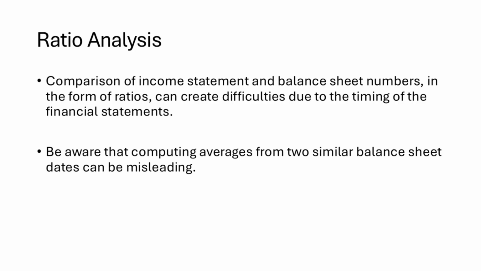Be aware that computing averages from two similar balance sheet dates can be misleading. It is possible that a representative average cannot be computed from externally published statements. A ratio will usually represent a fairly accurate trend, even when the ratio is distorted. If the ratio is distorted, then it does not represent a good absolute number. Applying the U.S. techniques of ratio analysis to statements prepared in other countries can be misleading. The ratio analysis must be understood in terms of the accounting principles used and the business practices and culture of the country.